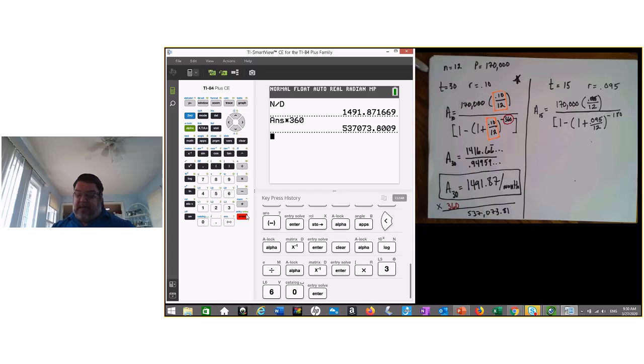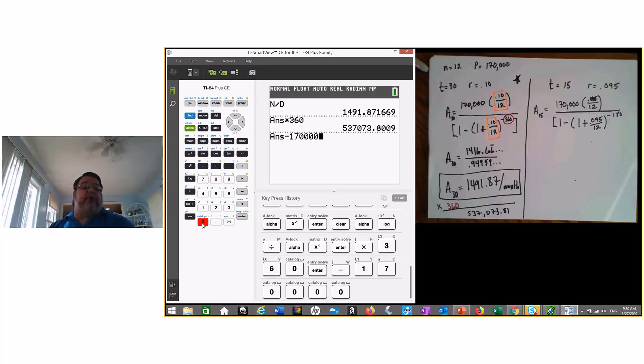Minus 170,000. And let's see how much you paid for that loan. You paid $370,000 to borrow $170,000. What's wrong with that picture?